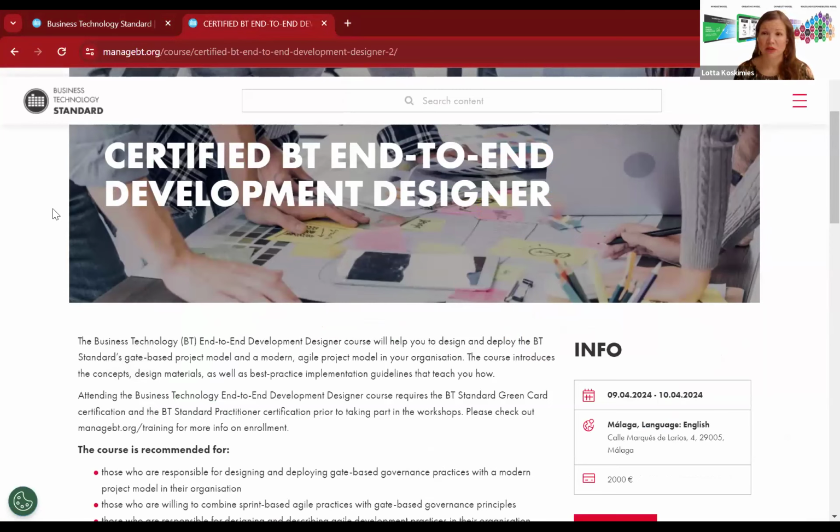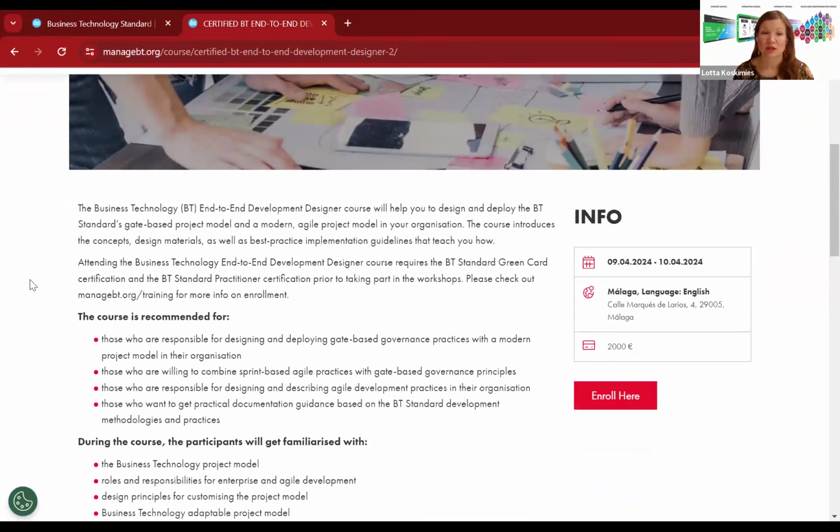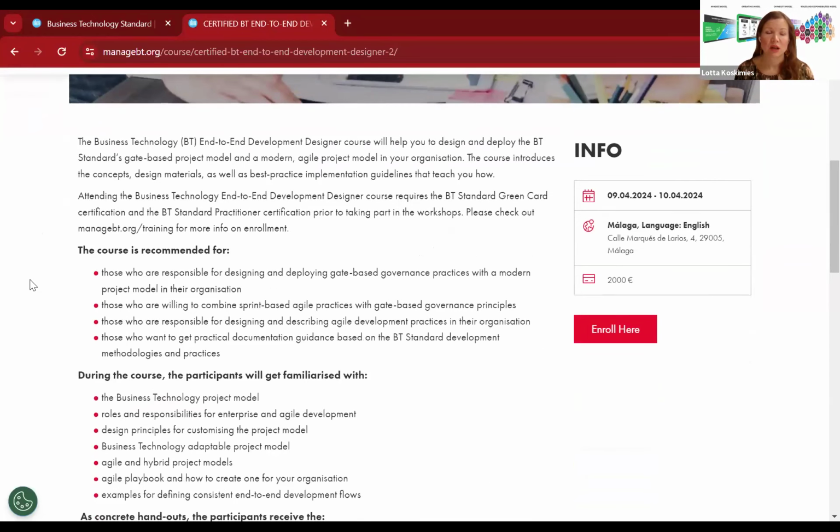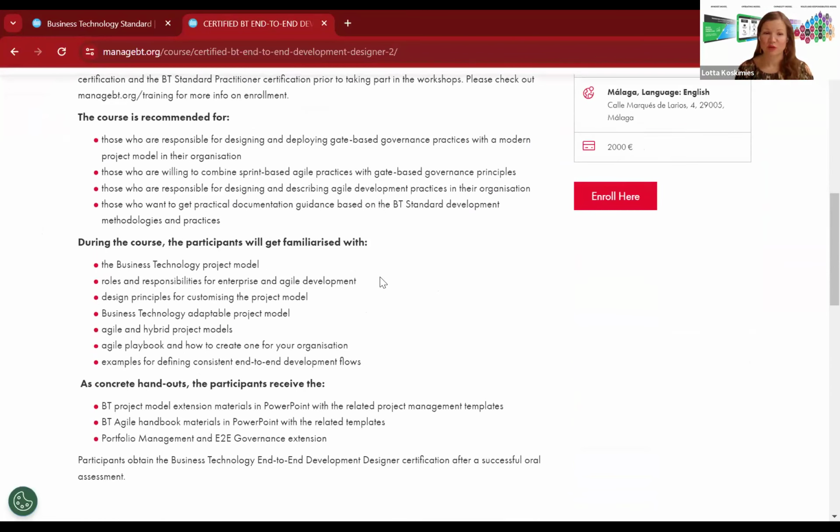And then maybe on a final note, if this is a topic that is close to your heart and that you would like to master, then in April there are the practitioner and development designer courses available. Those are really recommended for people who want to learn how to combine the sprint-based agile practices with the gate-based governance principles that we were discussing here as well. So this is an opportunity in April that we have to offer.